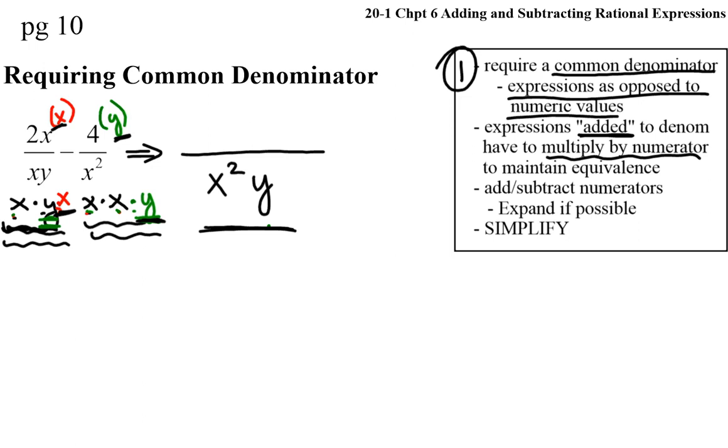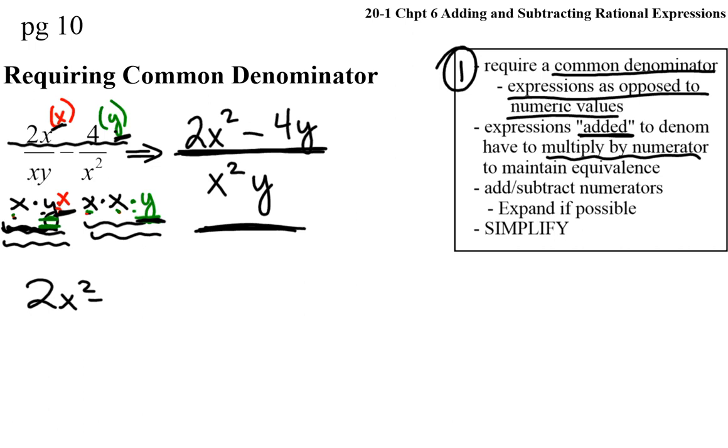But now we need to make sure we do this work up here. What's 2x times x? That leaves us with 2x squared. Subtract 4 times y is a 4y. So our common denominator resulted in a numerator of 2x squared minus 4y. Are we finished? I'm just going to bring this down here so I have space to work with it.